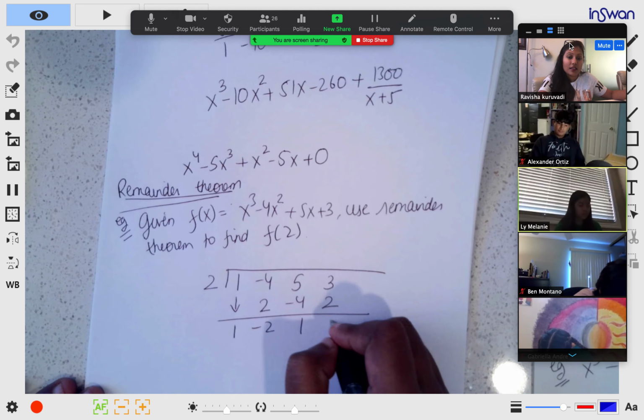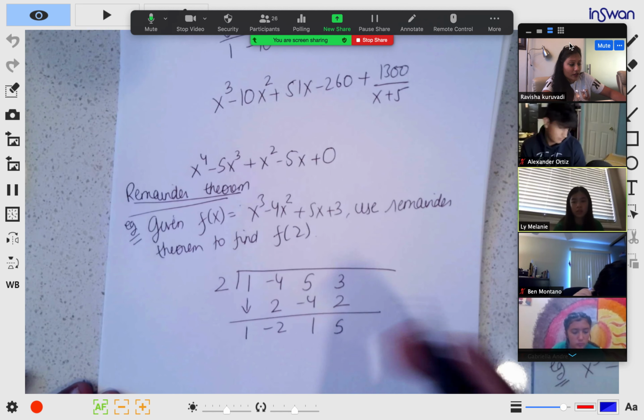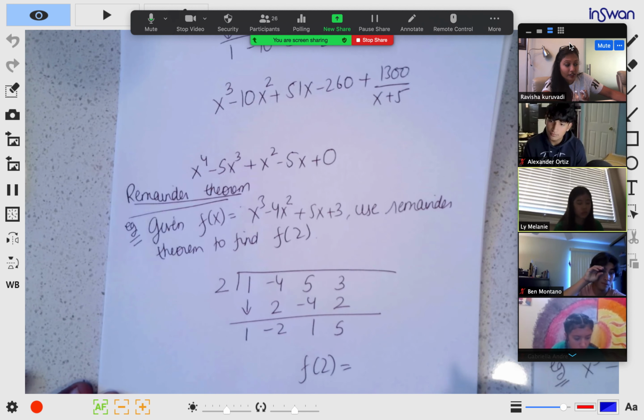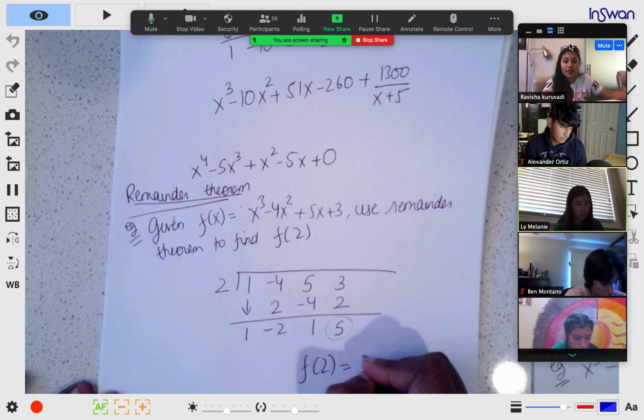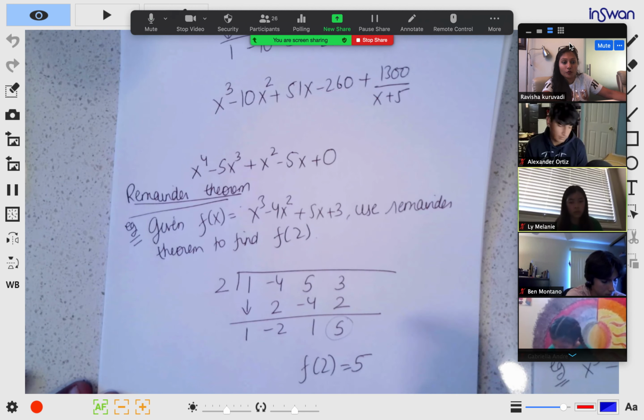Perfect. When they are asking to use remainder theorem, you don't need the quotient. You know what is your f of 2? Your f of 2 will directly be your remainder. Whatever you got as your remainder, that will be your f of 2. So your f of 2 is actually equal to 5.